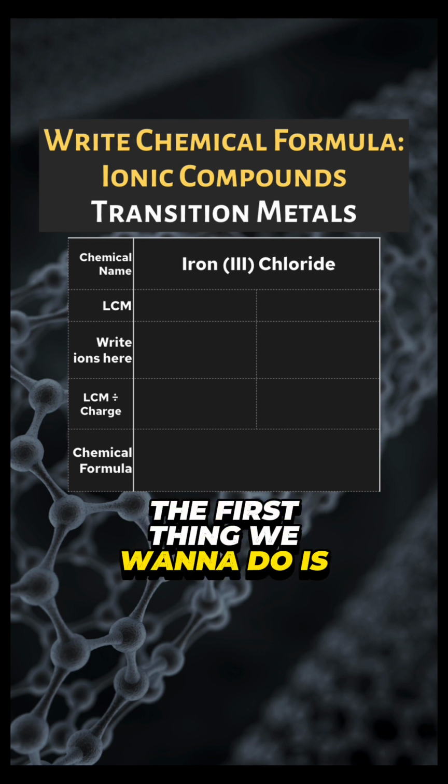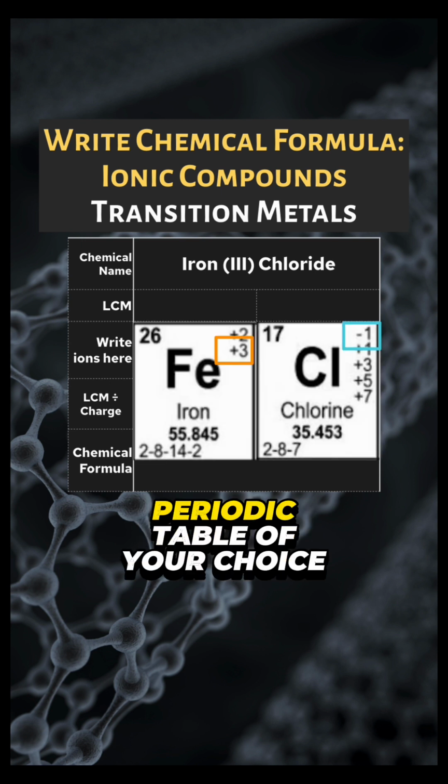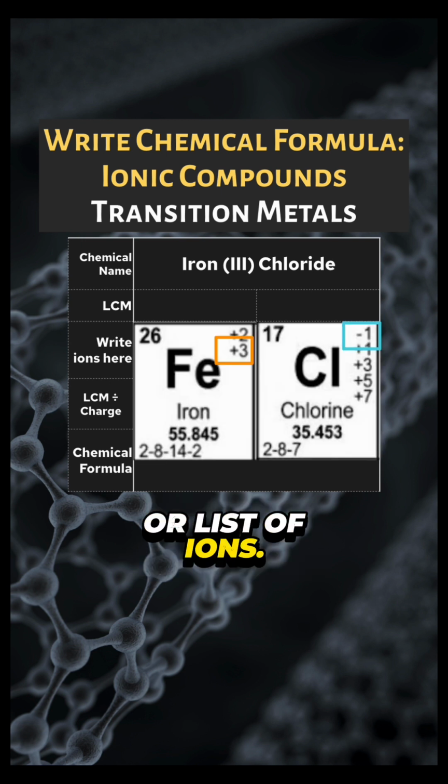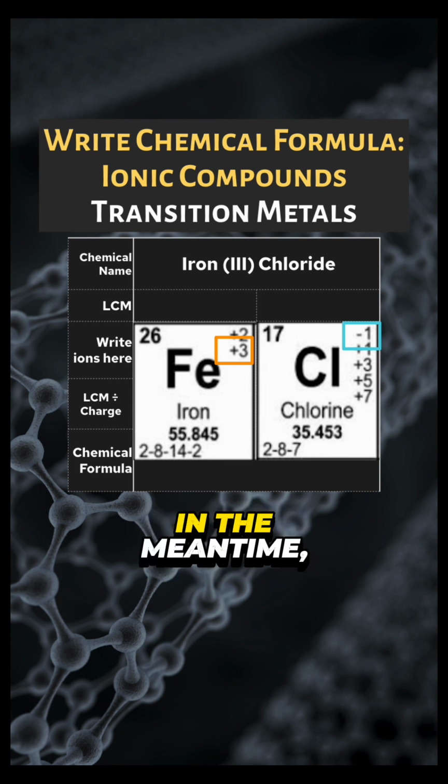The first thing we want to do is verify our charges for iron 3 chloride. We can do that with any periodic table of your choice or list of ions. Based on the Roman numeral 3, iron has to have a positive 3 charge. In the meantime, chlorine or chloride prefers to have a negative 1 charge. Let's write it. Here they are.